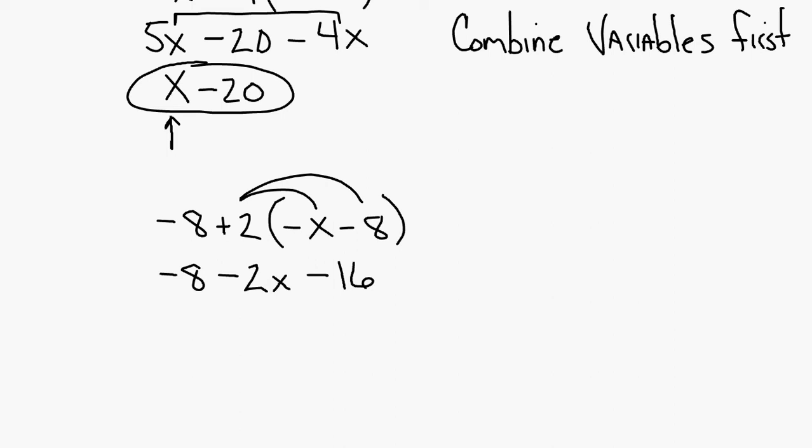Now, in this case, you're going to be combining the regular numbers. But take the negative 2x. It's going to go first in your answer. The variables always go first in the answer. And then your negative 8 minus 16, or 8 negative minus 16 in the calculator, it's negative 24.